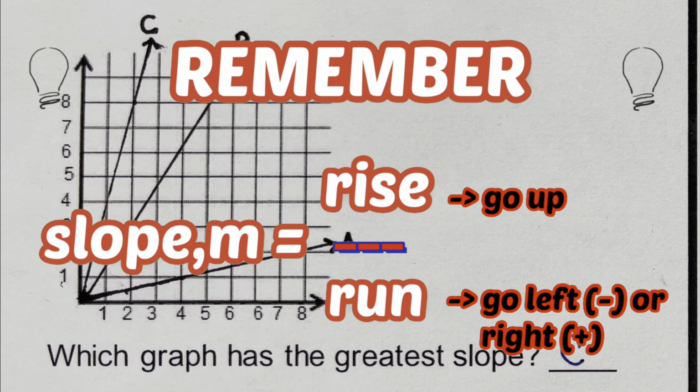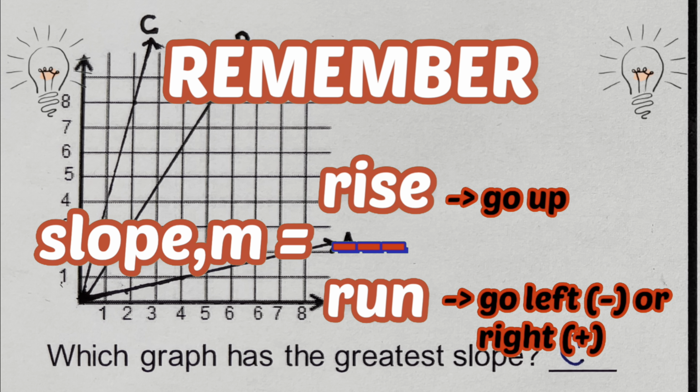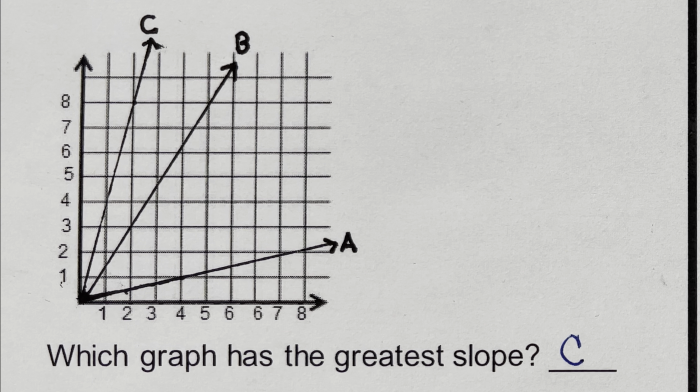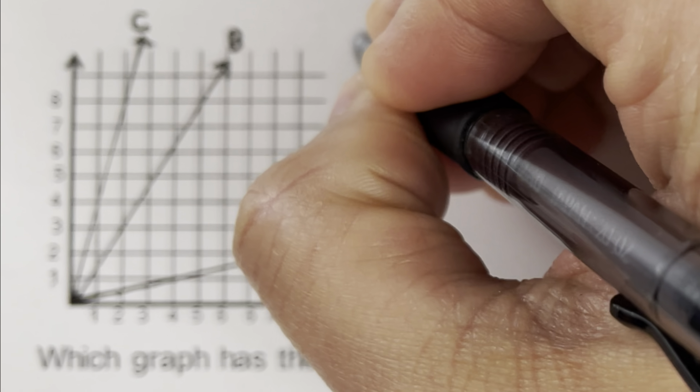We remember that the formula for slope, represented as letter M, is rise over run. Rise means we go up, and run means that we go to either left or right. If we go to the left, we take the negative value. If we go to the right, we take the positive value. So we go ahead and write the formula for the slope up here.